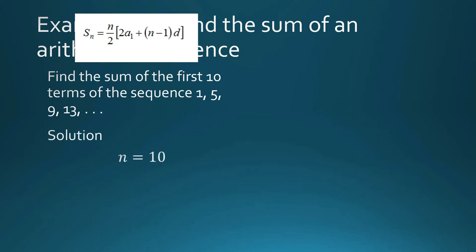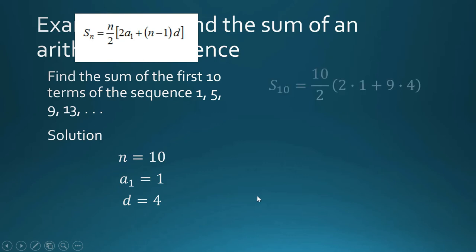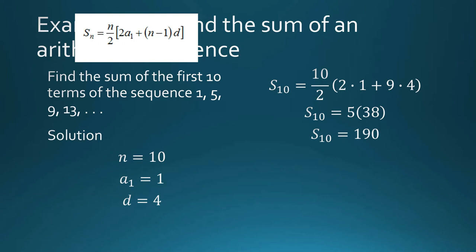So n is 10. The first term is 1. The common difference, okay, look at that. 5 minus 1 is 4. 4 is the common difference. And so we just apply the formula straight away. 10 over 2 times the quantity 2 times the first term plus 10 minus 1 times 4. It's equal to 190.